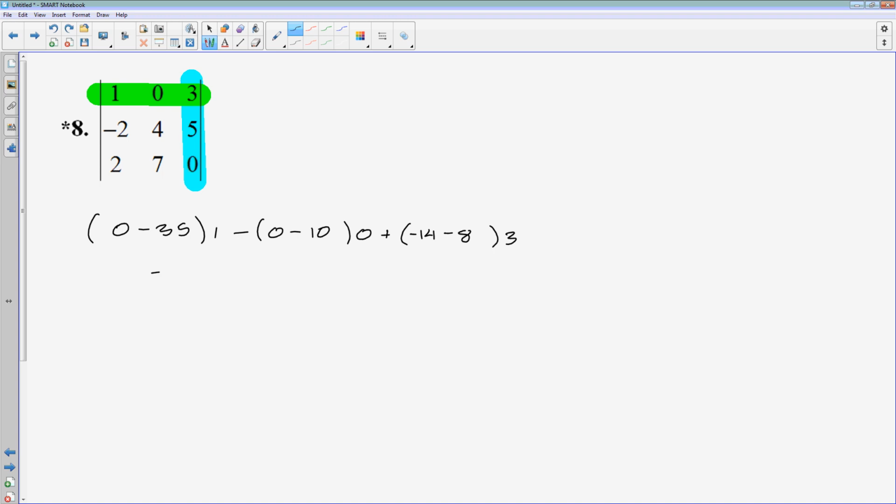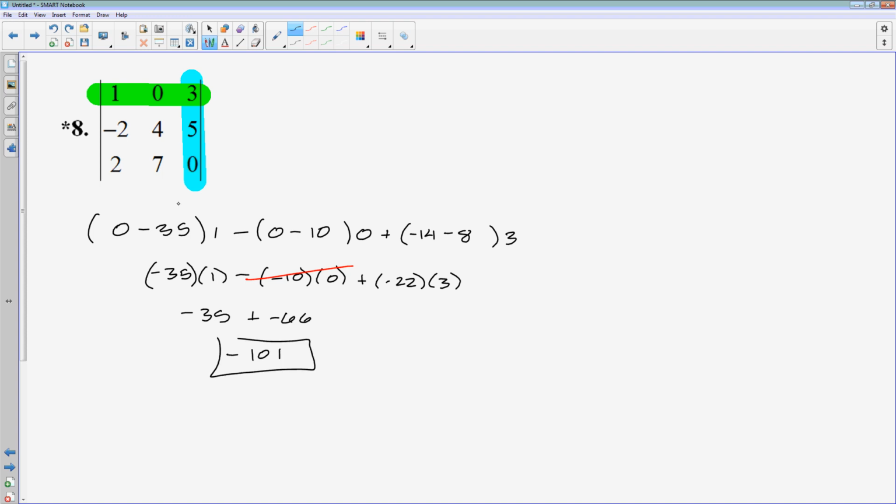0 minus 35 times 1 minus, now this is nice because it's negative 10 times 0, which is going to go away, plus that's negative 22 times 3. This is 0, so that's going to go away. And we have negative 35 plus a negative 66, which ends up being negative 101. The same thing we got with the other technique. That's called expansion by minors.